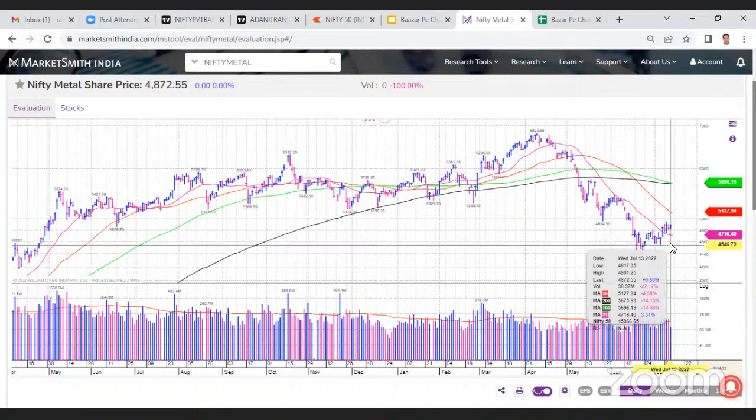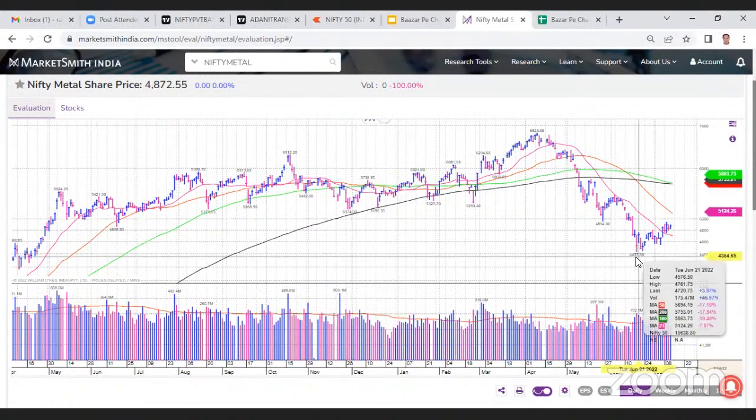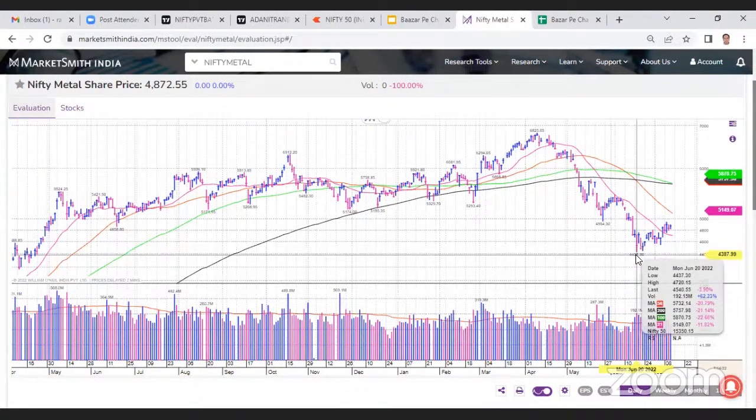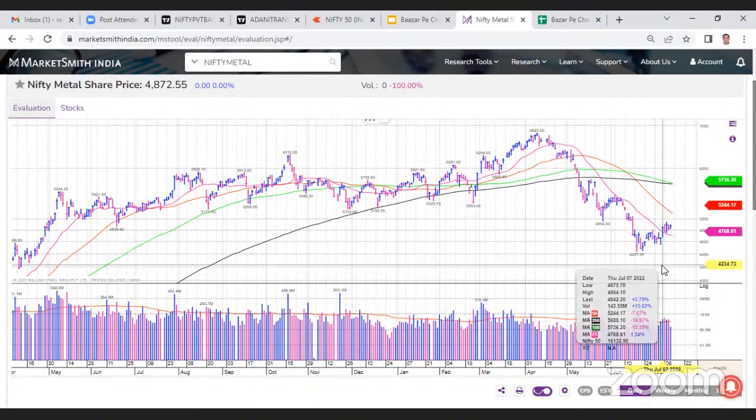So if this support is breached in this particular index, then obviously the immediate low that it has formed in the month of June can also act as support. But again, if that support is breached too, then obviously it is a matter of worry, and this index may fall further from here.